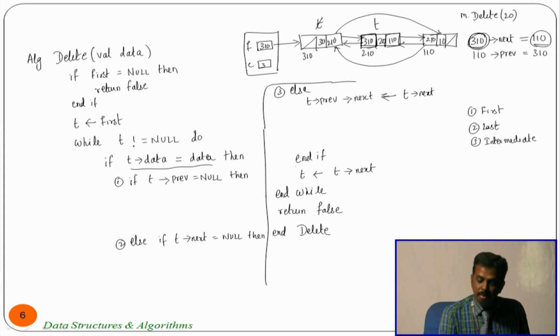So, this will be changed to what? This will be changed to the 110. It means that this link is created. Okay. The next, I have to create this link, that is the 110 of previous.